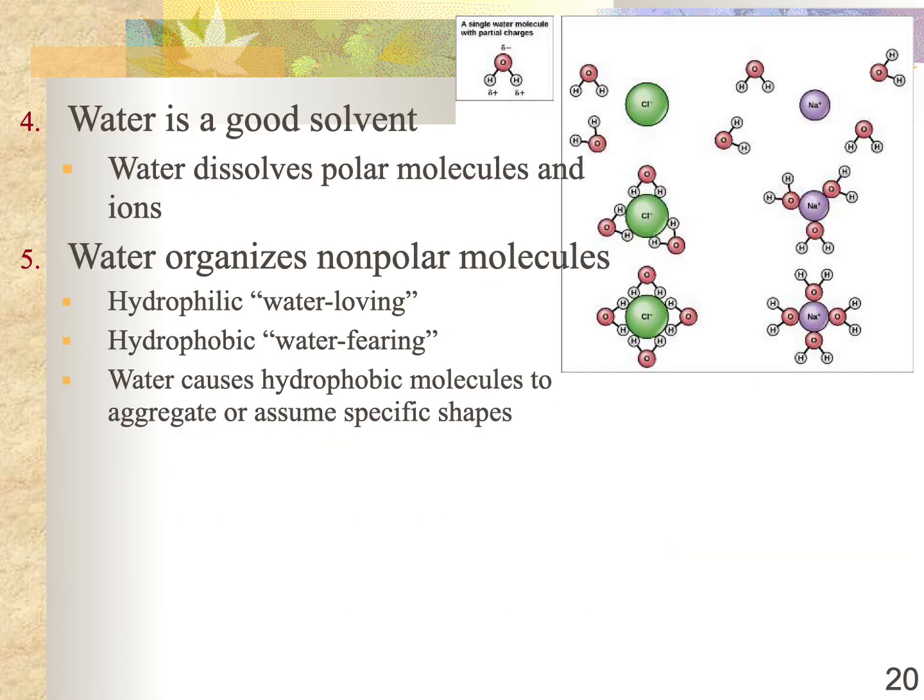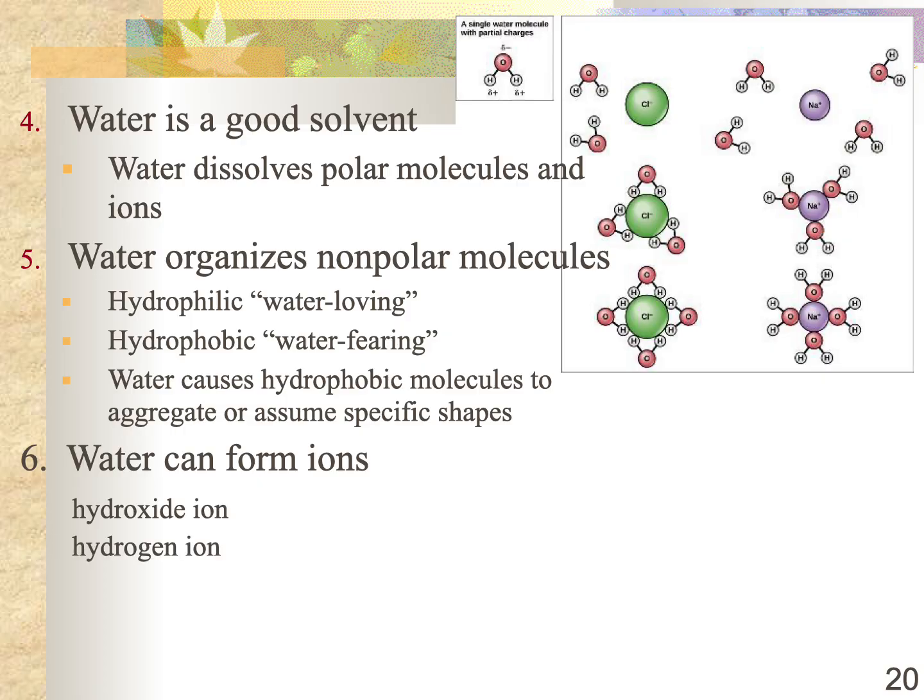Water's an excellent solvent, dissolving other polar molecules and ions, and it can organize nonpolar molecules to form structures. So water is really unique, and it forms ions on its own, and so it can form hydrogen and hydroxide ions, so it's really useful in chemical reactions.